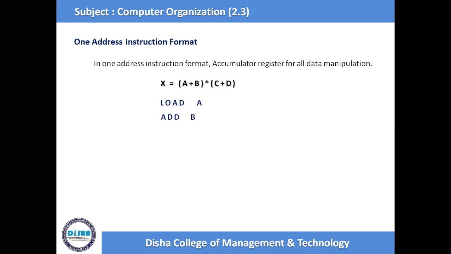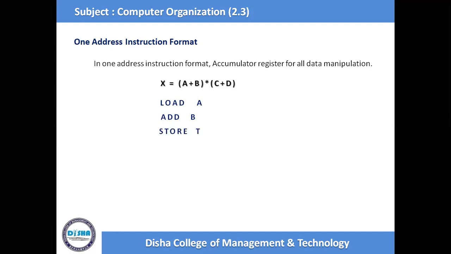The next instruction is add B. We already have data A in the accumulator. When this instruction executes, that is add B, the content of B is added with the content of the accumulator, and it is stored back in the accumulator. So now the accumulator contains A plus B. After executing these two instructions, the accumulator holds the result of A plus B.